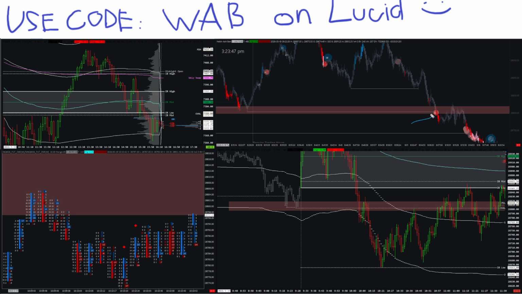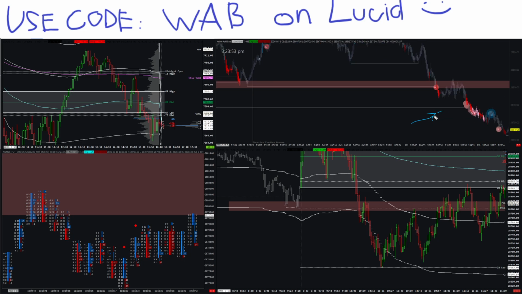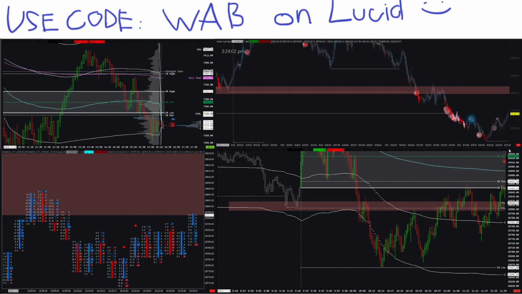So these sellers got in. What do they want as sellers? They want price to go lower, right? So at that point, I wanted to follow them. I want to participate in this move down. Okay, so that's my entire trade idea, right?